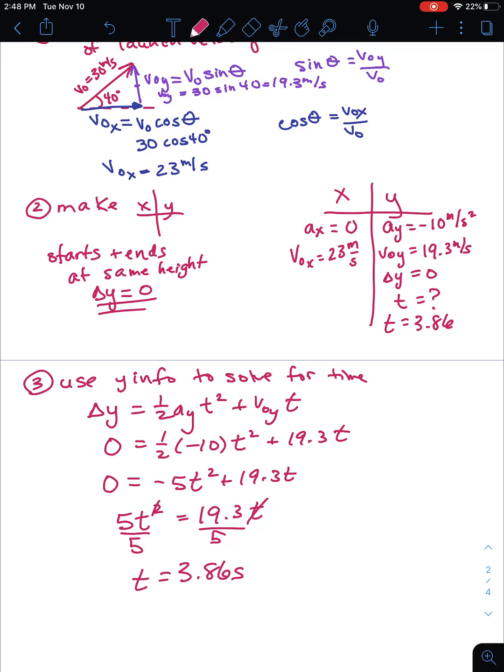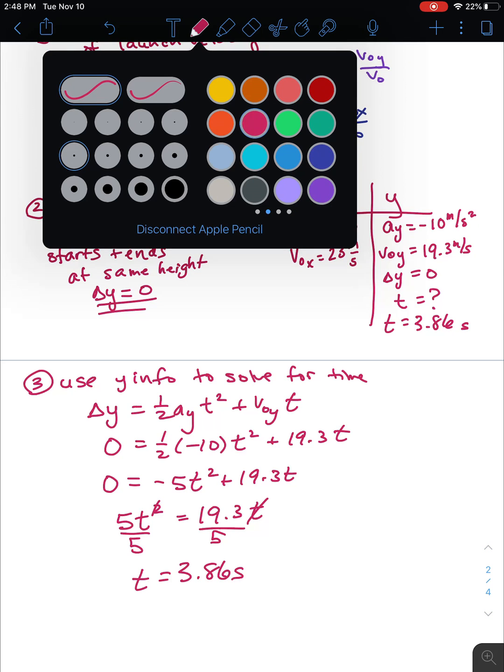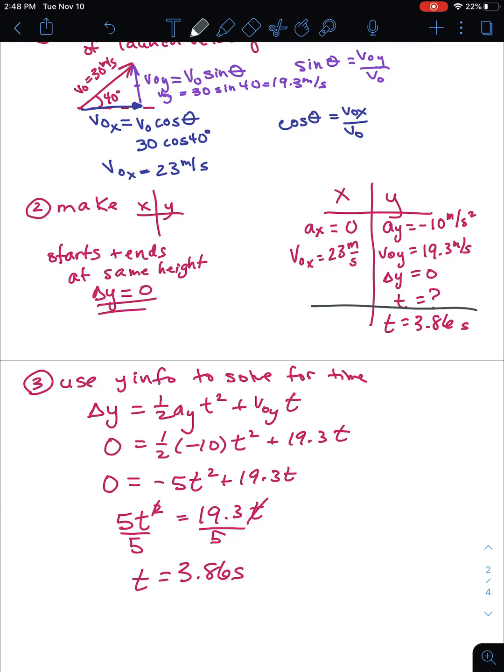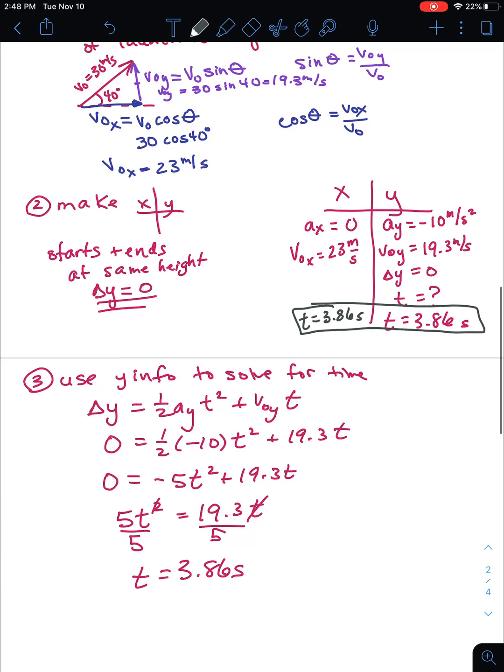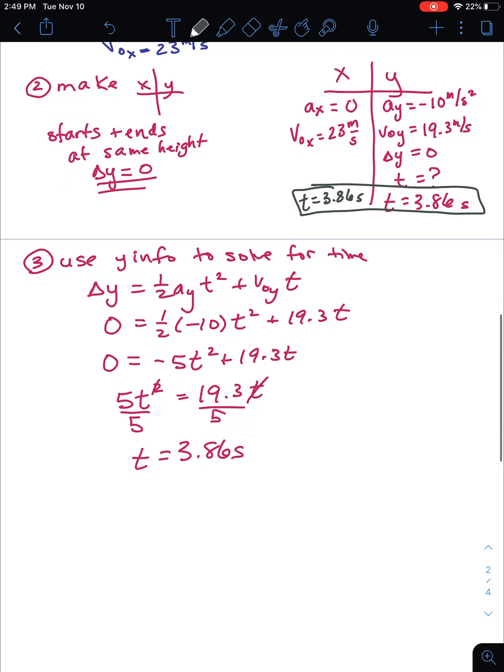So the time is 3.86 seconds. And the reason I solved for the time is because it's my link for this chart. My time in the y and my time in the x are the same. So the time it takes is 3.86 seconds. Once I know the time, now I can solve for my range.